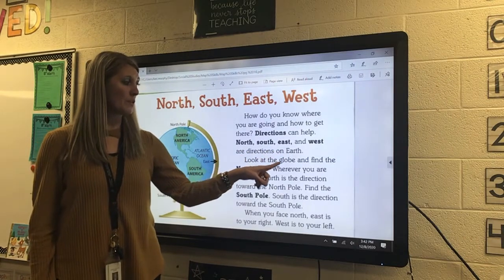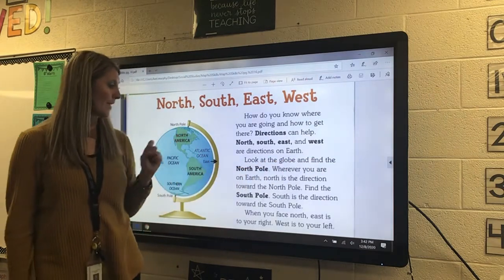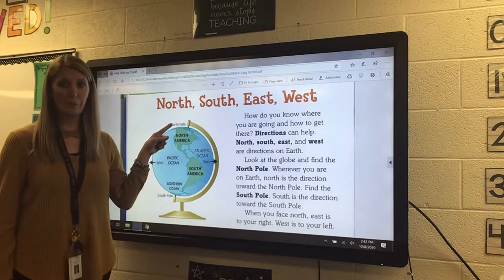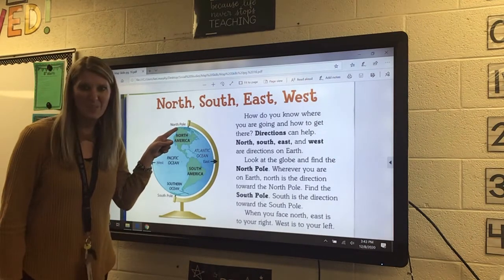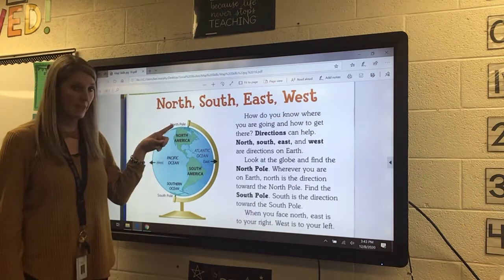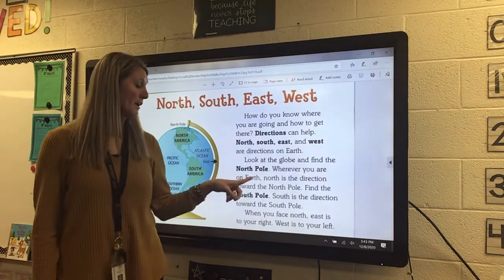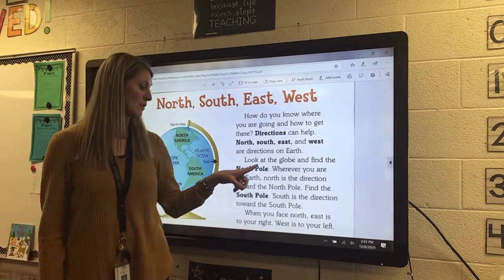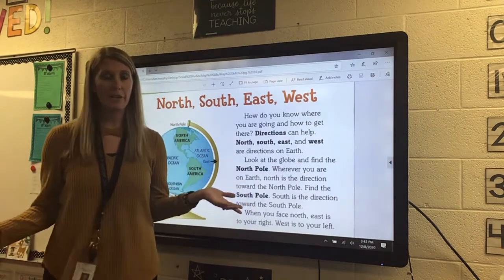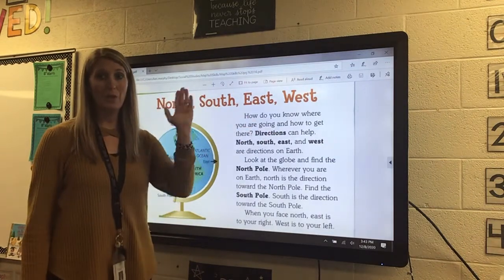Look at the globe and find the North Pole. So up here on the globe is where we call the North Pole. A lot of times we say this is where Santa lives. So this is the top of the globe. This is the north. Wherever you are on Earth, north is the direction toward the North Pole. So wherever you're at on Earth, if you want to go to the north, you have to face where the North Pole is.